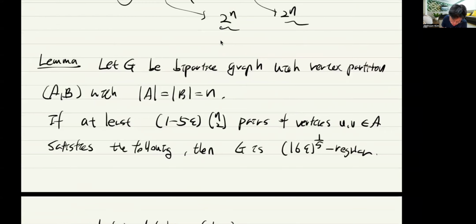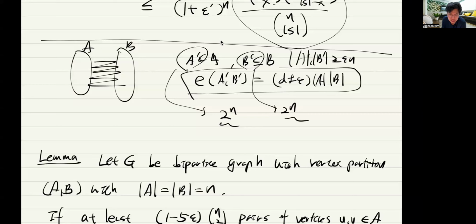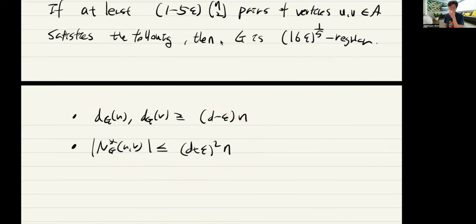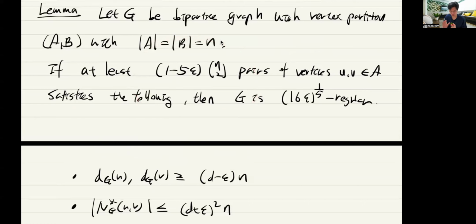So again, this provides a much more efficient way for checking epsilon regularity. You just have to choose n choose two pairs, and then check how many of them satisfy this. Of course, this is not exactly equivalent. I mean, this is a sufficient condition. So if this is satisfied, then this is regular. But even if it doesn't satisfy this, it could still be, no, that's a bit different.